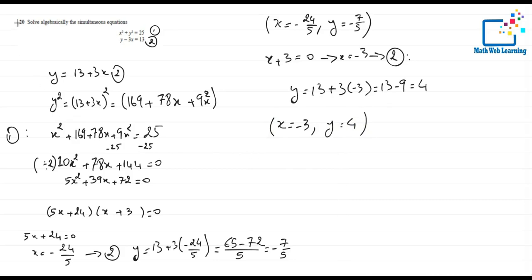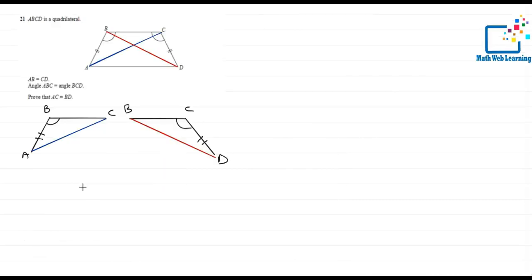So next question is question number 21. Right, question number 21 is a question on congruent triangles, and we've been asked to prove that AC is equal to BD. Alright, so I split the two triangles here. You can see clearly ABC and BCD.